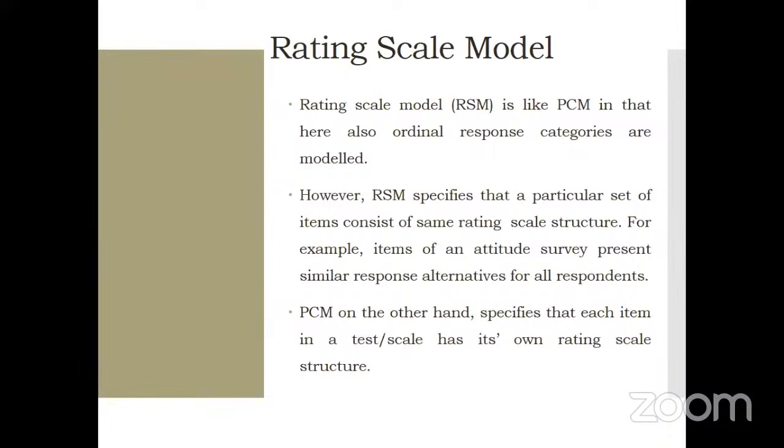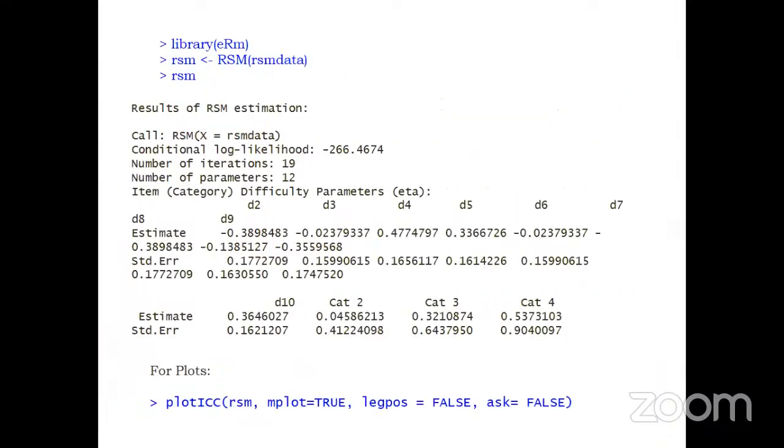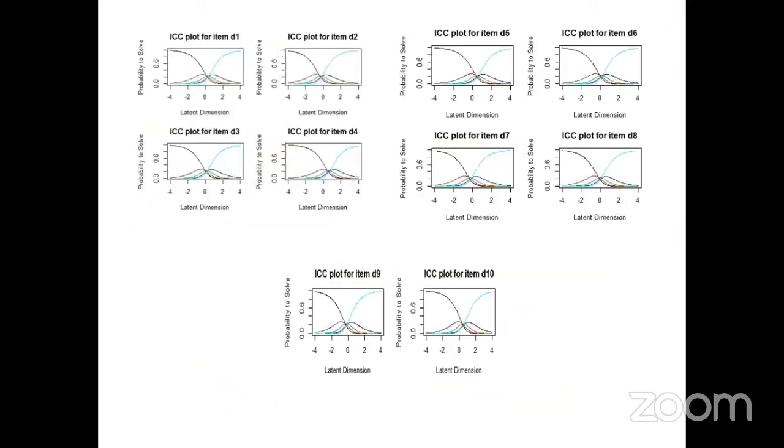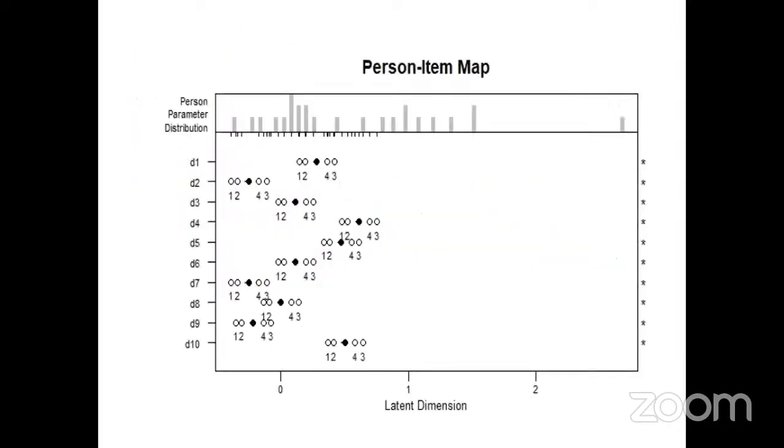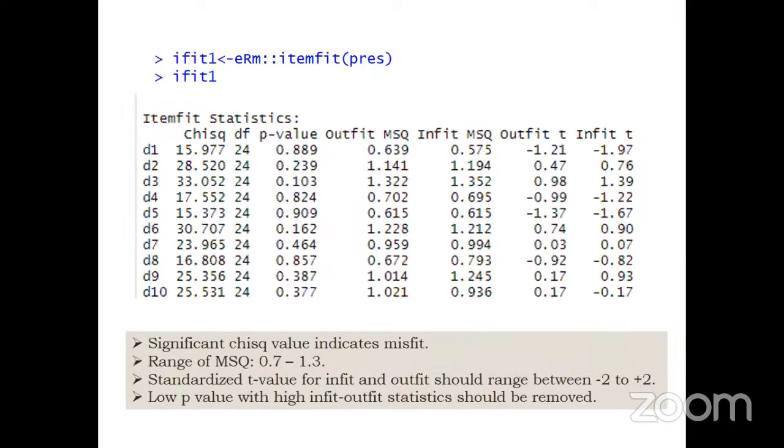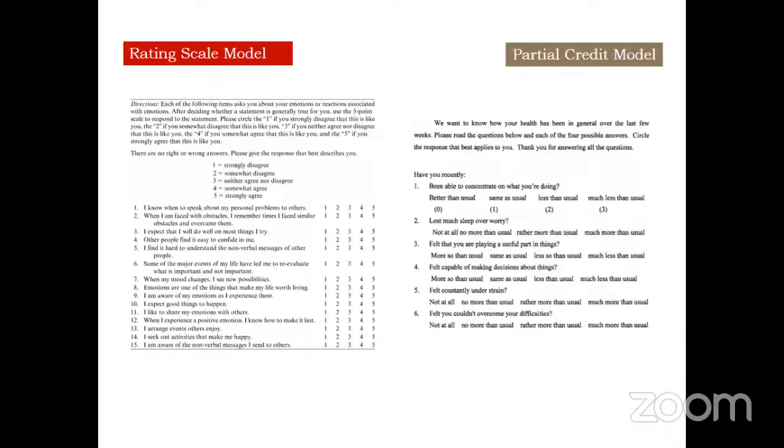Again, it's like a 1PL model. So you get the probability of endorsing a particular item, but the discrimination is taken to be constant here. Plots, again, the person-item map, as we discussed for the dichotomous responses, you get the item fit statistics as well, interpretations being the same. And there are very specific situations where you can apply the RSM and where you can apply the PCM, although both of these are 1PL models and you can apply them on rating scales.